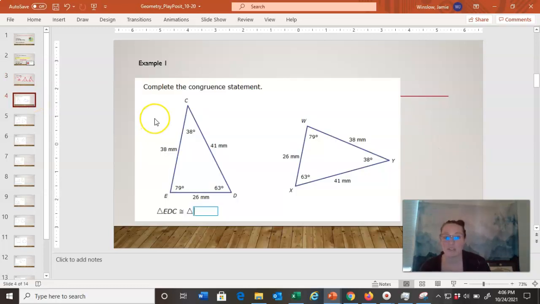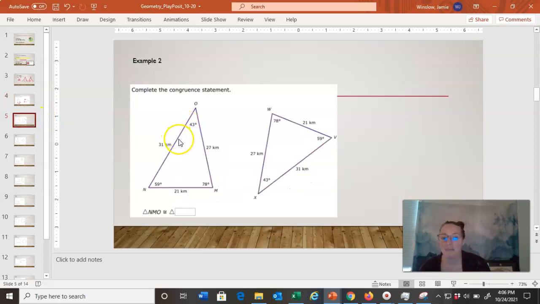And the reason it's so powerful is you can be given a problem like this where they want you to match up the other triangle. So they say EDC. We have to make sure we go in the same order. We want to match angle E. So angle E is 79. Let's find 79 over here. And it matches with W. So W must come first. And then angle D, that is 63. Here's our other 63. So we're going to have X. And lastly, C and Y. So that's kind of like a backwards way of working with congruence statements, taking the picture and writing the congruence statement.